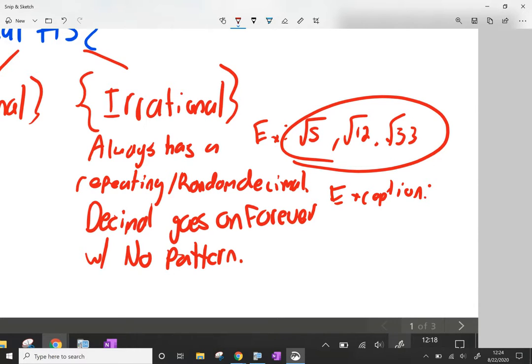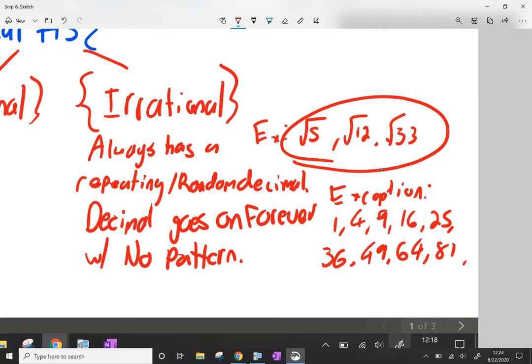So I'll just give you the list, right? The exception of the square root of 1, 4, 9, 16, 25, 36, 49, 64, 81, and we'll just stop at 100. There are more numbers than this, but these are all perfect squares. So that means if you take the square root of any of these numbers, you're actually not going to be irrational. But if you take the square root of any other number, for example, the square root of 5, you see the 5's not on this list, right? Square root of 5 is going to be irrational.